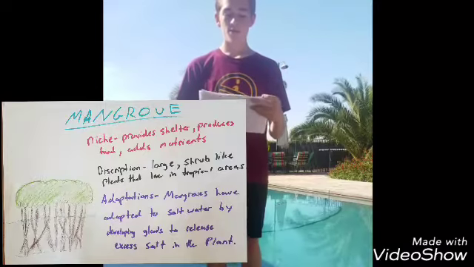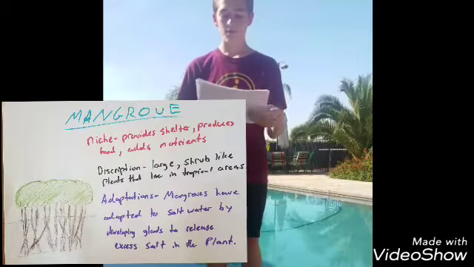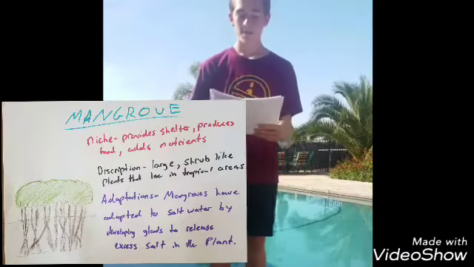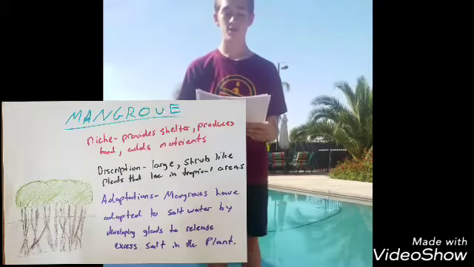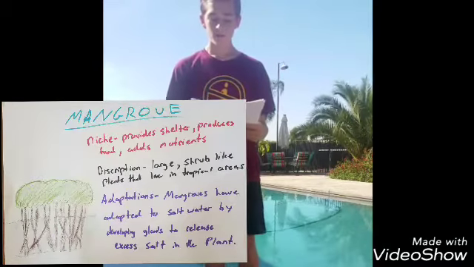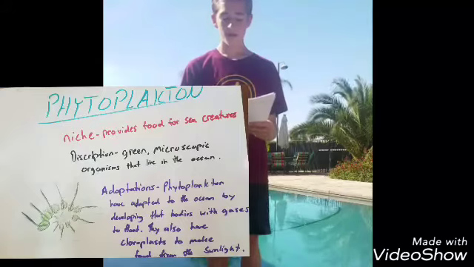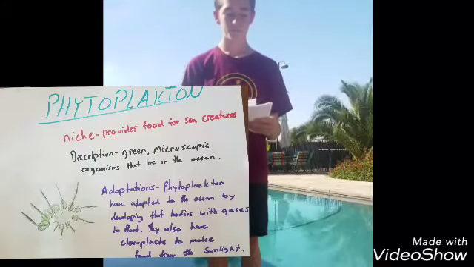Another common plant in warm waters is the mangrove, which is a large shrub-like plant. It provides shelter, produces food, and also adds nutrients when the leaves fall into the water. Mangroves have adapted to salt water by developing glands to release excess salt.